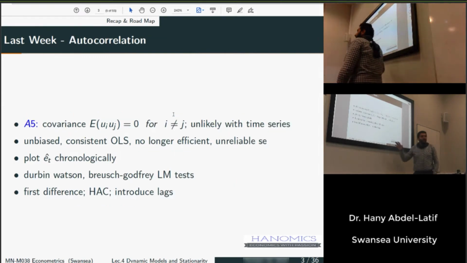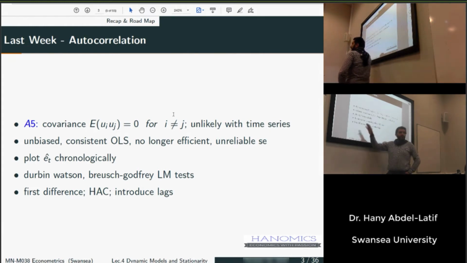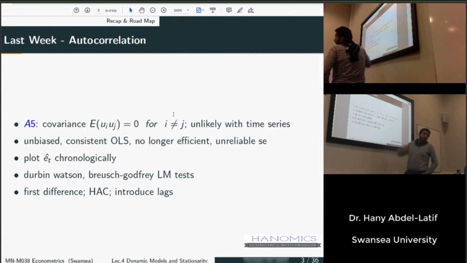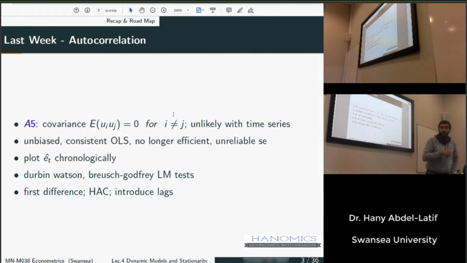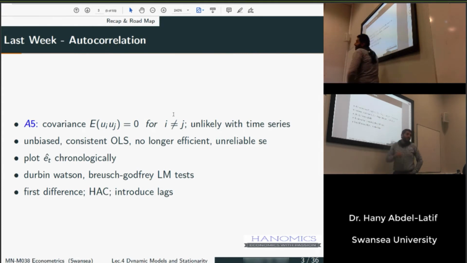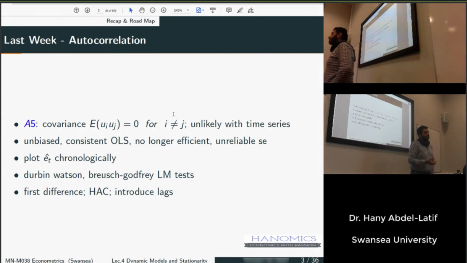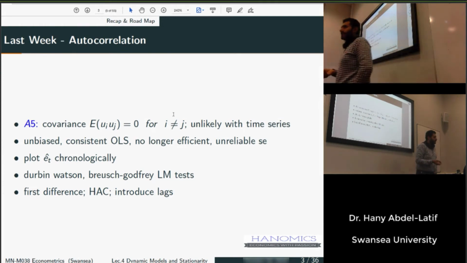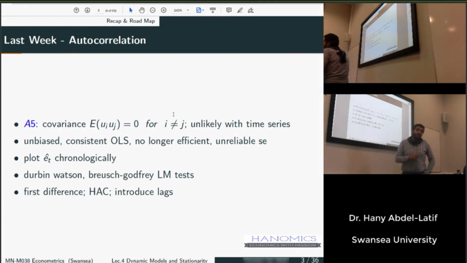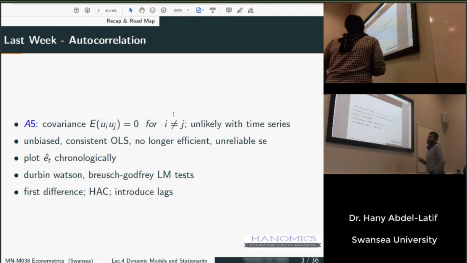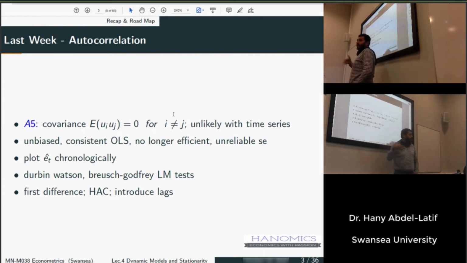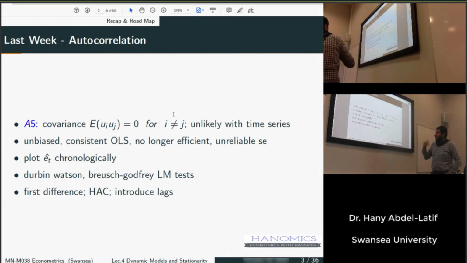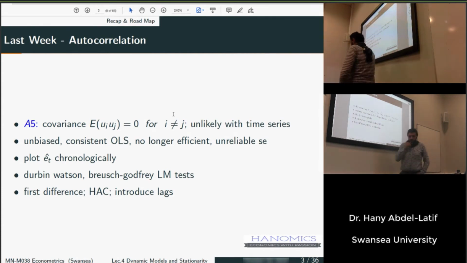Then we moved to autocorrelation. This was assumption number 5 we made. The covariance between u_i and u_j, so any 2 errors, should be 0, and this is unlikely with time series data. When you deal with time series data, you should expect autocorrelation, or your errors to be serially correlated. And again, similarly here we have an unbiased estimator, consistent estimator, but no longer the efficient one or the best one. You can still plot your residuals the same way to see if there is any pattern, and if that's the case, then you should suspect the presence of autocorrelation.